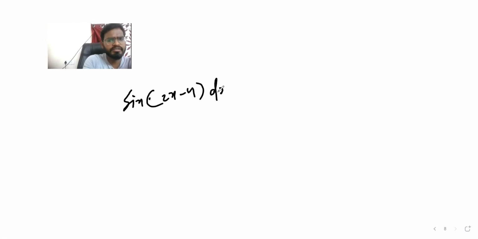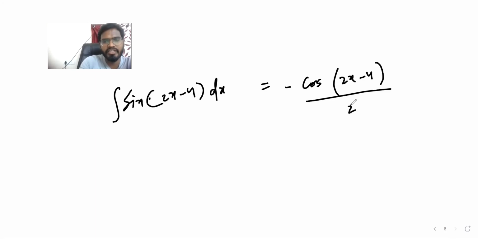So in this way we can do such types of numericals. Let's see the next question. Integral of sine 2x minus 4 dx. So first obviously we write that the integration of sine is minus cos, of 2x minus 4, and that 2 will come down, plus c. So directly we can do this.